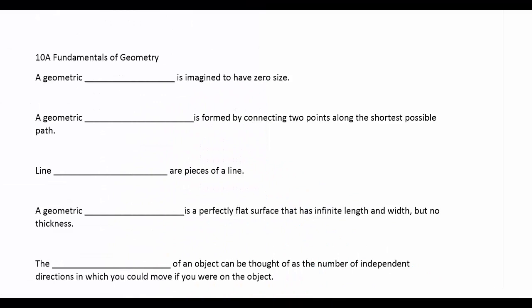All right, so we're going to look at the basics of geometry. What do we define geometry to be? So we're going to start with some basic terms. A geometric point is defined to have zero size, so a little dot there. It's got no length or width, it's just a single point in space.